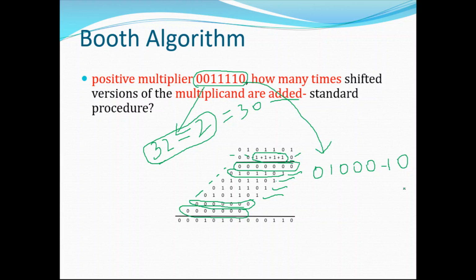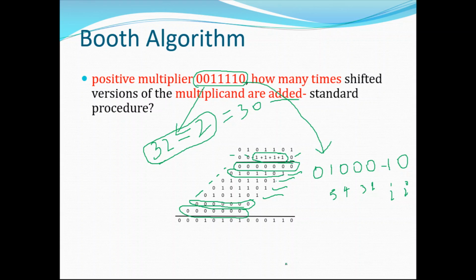Now you see this is 2 power 0. Okay. This is 2 power 1. This is 2 power 2. This is 2 power 3. This is 2 power 4. This is 2 power 5.